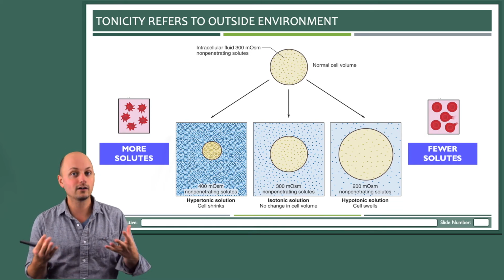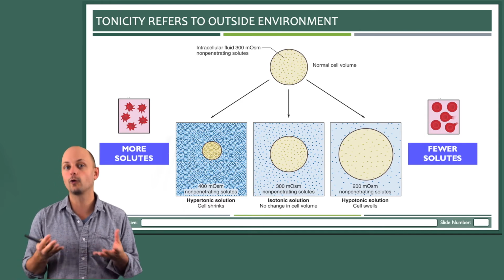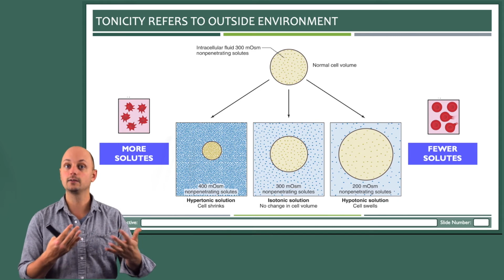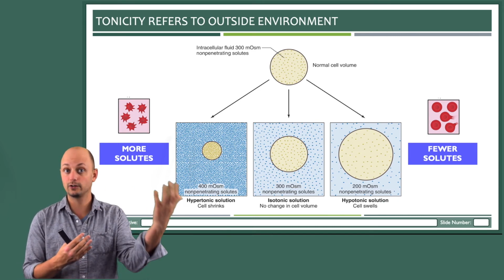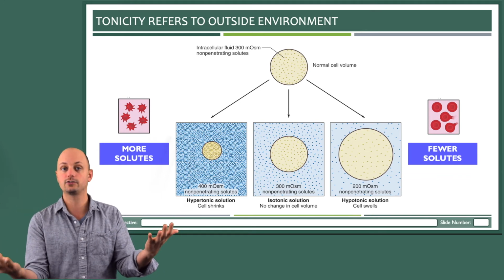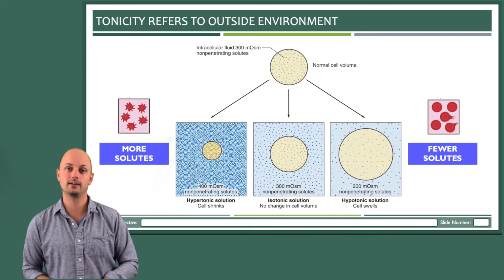Now, we don't want our cells to be shrinking or swelling. We normally want them to maintain their normal size. And that means that the solute concentrations have to be balanced. We want the extracellular concentration of solutes to be equal to the intracellular concentration of solutes. In other words, we want them to be isotonic.